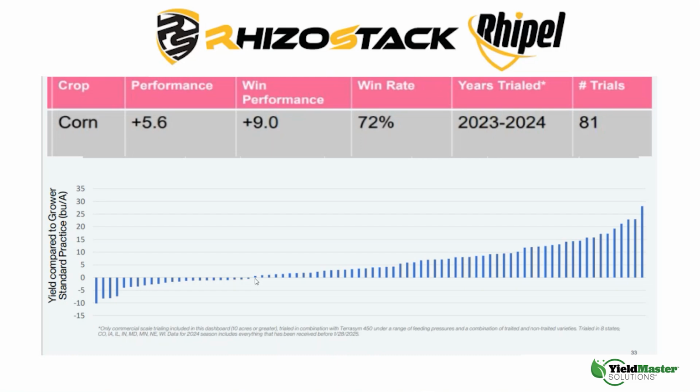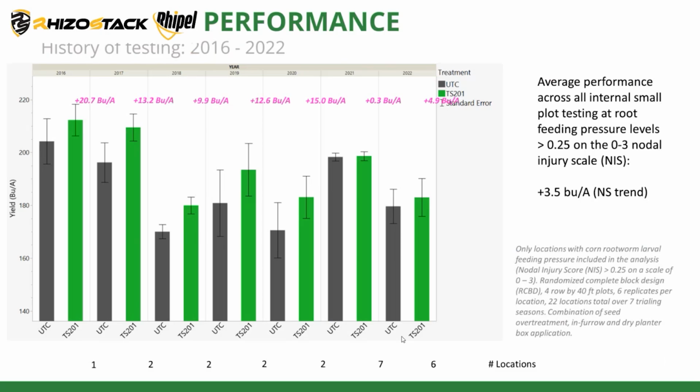So this is 2-year data, 81 trials. Some of you guys are like, man, that's a big data set, and some guys are like, oh, it's only 2 years of data. So I actually included another slide, and this is probably one of my favorite ones. This is data from the supplier going back to 2016. Some guys question, okay, this product's out, how many years have you seen it? They were looking at this product in 2016, so we're almost 10 years ago. This product is newer to the marketplace. We've been carrying it through YieldMaster, I believe we're going on year 3. It just got private labeled this year as RhizoStack Rhipel.